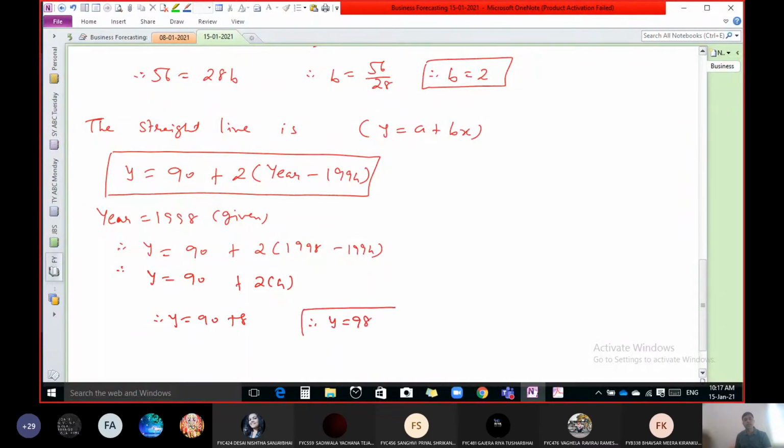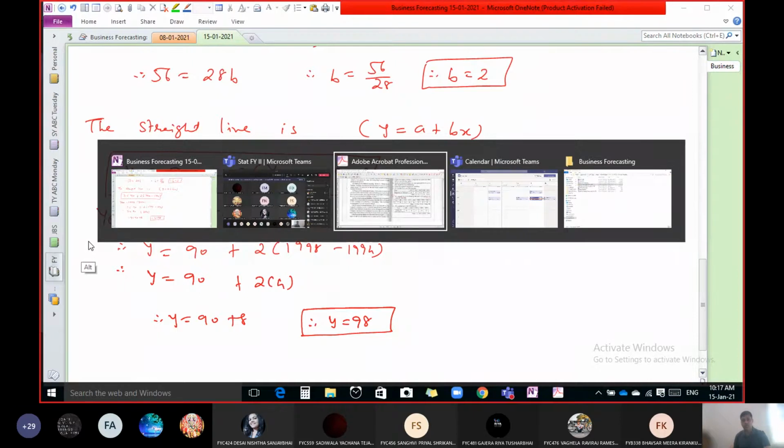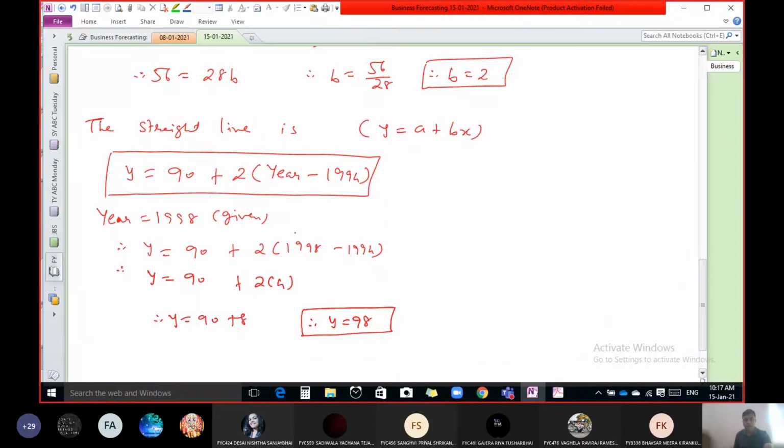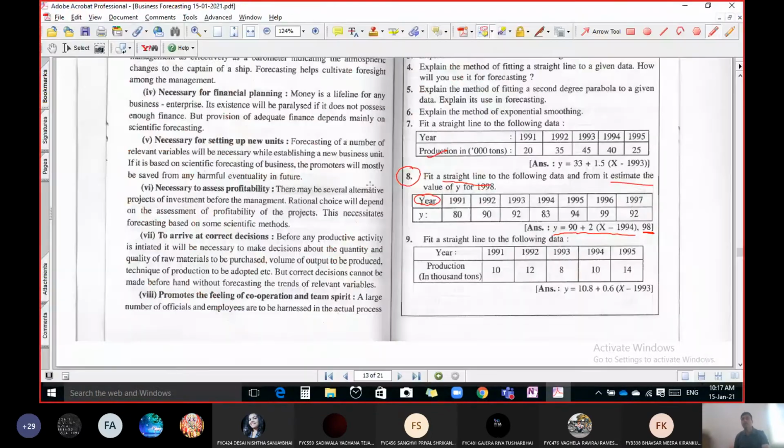So we get the idea. In the year 1998, the value may be 98. That is our assumption, prediction, estimation. So 98 is the answer, and the equation is y equal to 90 plus 2 in bracket. Instead of x, it's better to write year. Year minus 1994. So 90 plus 2 times, instead of x, it's better to write year minus 1994. That is our final answer.